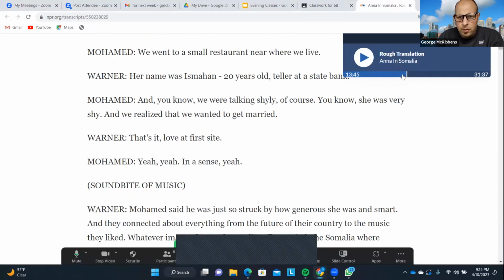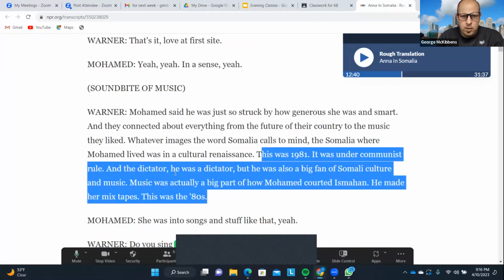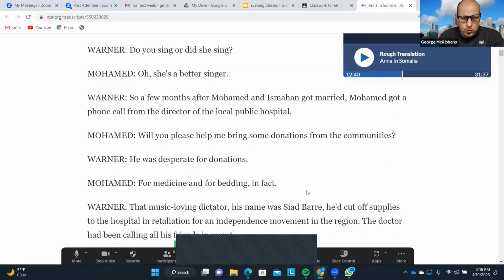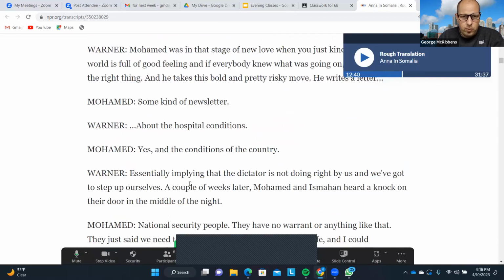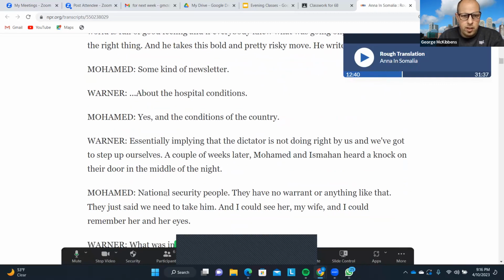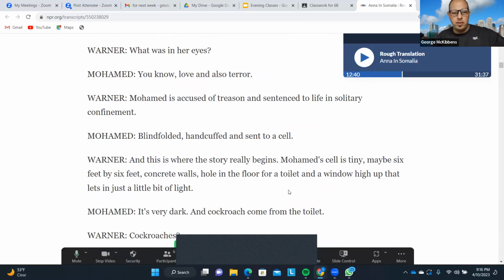So I'm going to find exactly right about, yeah, it was about 12:40. What we looked at last time was 1981. It was under communist rule, but the dictator was a big fan of music. So Somalia was going through a cultural renaissance. However, criticizing the dictator could land you in jail. He wrote a newsletter criticizing the dictator, and Ishmahan had no idea where he was taken. He was blindfolded, taken away, locked in a cell in the middle of the night.